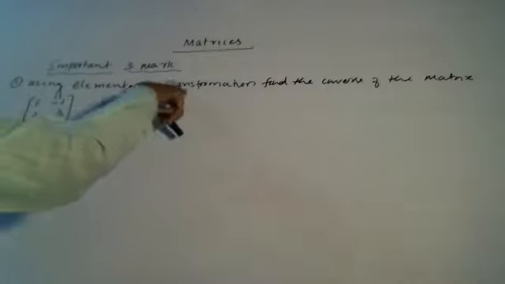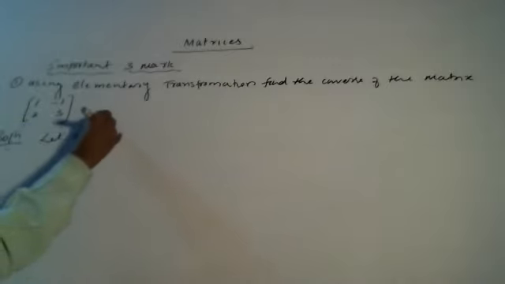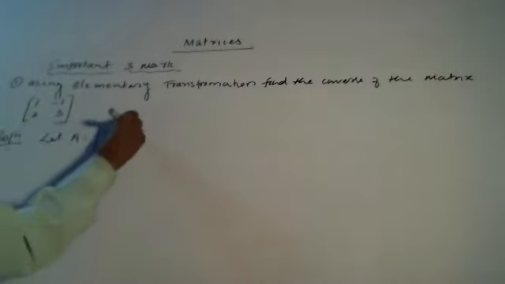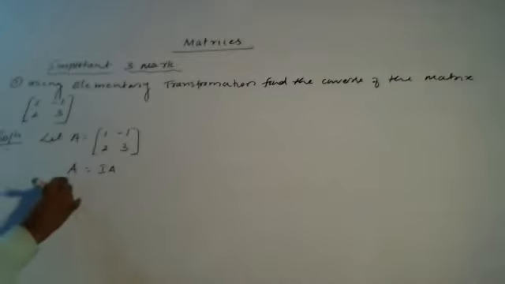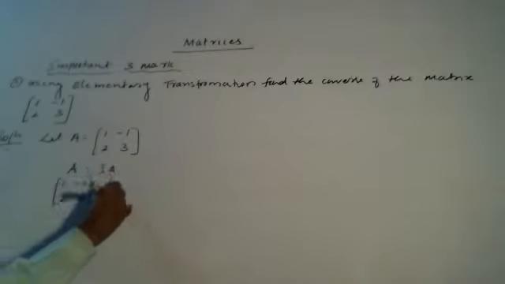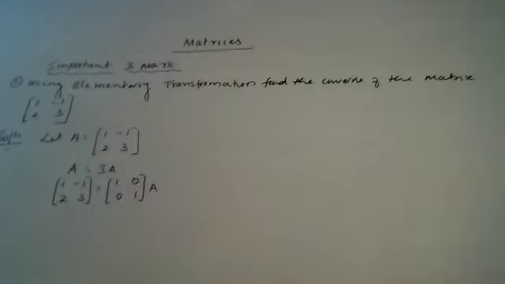Using elementary transformation, find the inverse of the matrix [1, -1; 2, 3]. Solution: Let A equal [1, -1; 2, 3]. A equals I into A, where I is the identity matrix [1, 0; 0, 1]. You see, students, very simple problem.